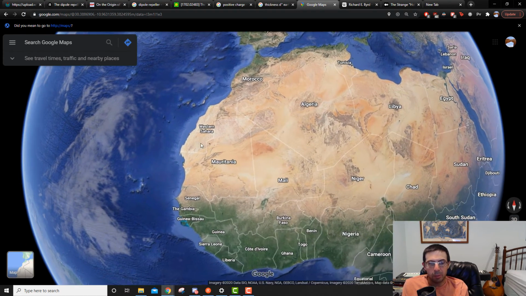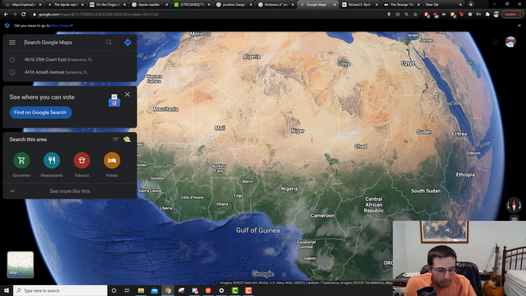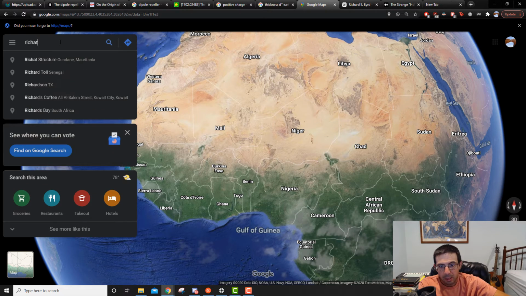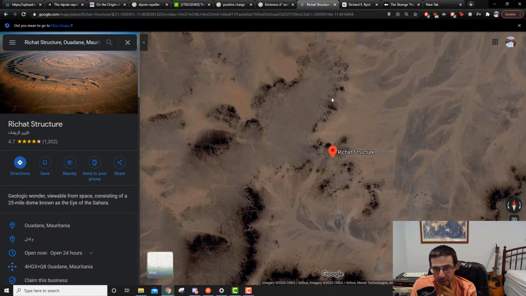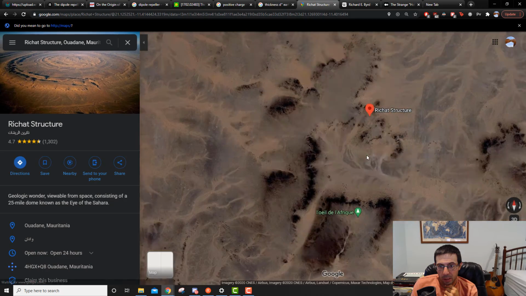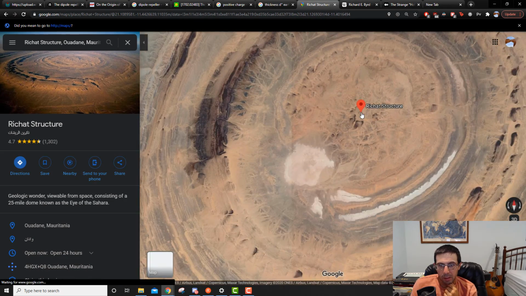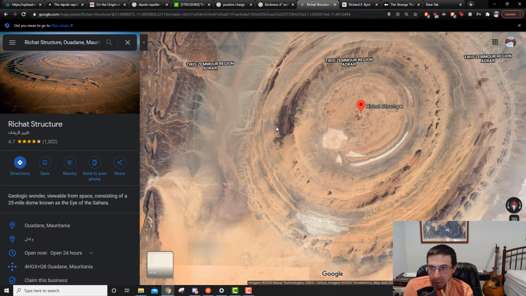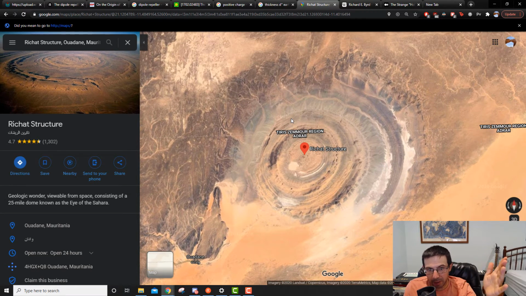And so someone, for instance, a big one that got really popular recently was the Richat structure, which is in Africa. This thing. Is this it? Where is it? Oh, here it is. Okay, there it is. Scroll out. It's called the Eye of the Sahara.